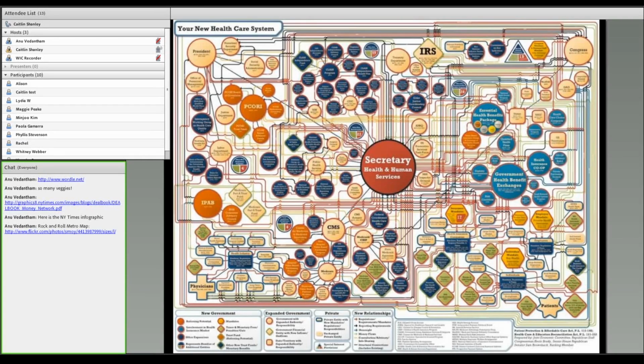So this is showing the new healthcare law and sort of the networks and how these different pieces and different departments in the government relate to one another, and it's incredibly complex, and it's supposed to be. That's sort of the idea.